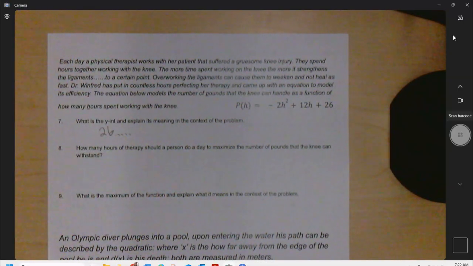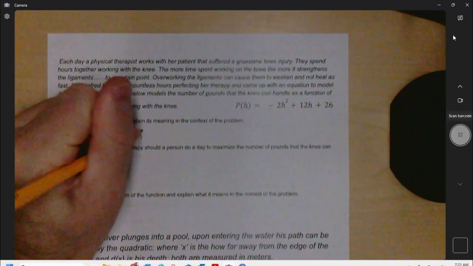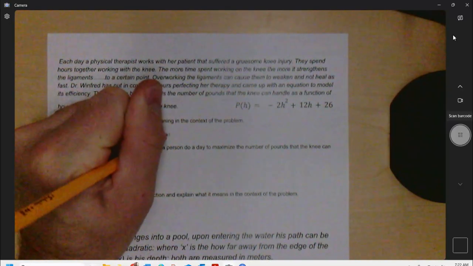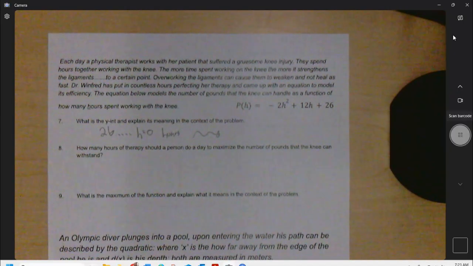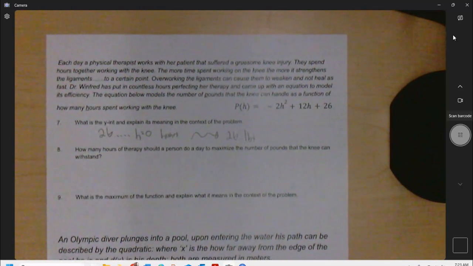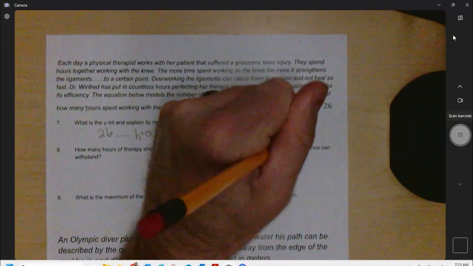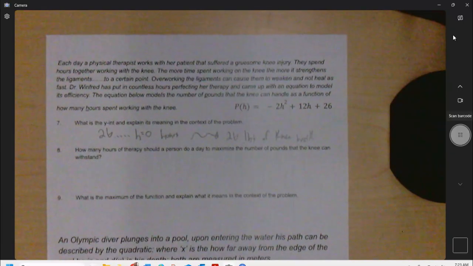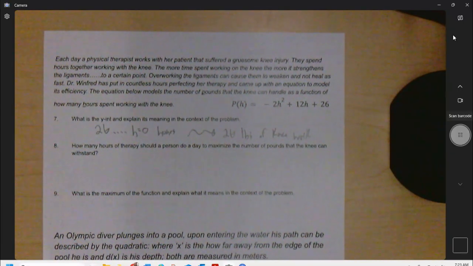Now explain in the meaning of the problem again. Remember, there's two things we've got to talk about. One is this, H. If you spend 0 hours of physical therapy, of PT, 0 hours, will get you 26 pounds that your knee can handle. 26 pounds of knee work. Okay. Easy enough.